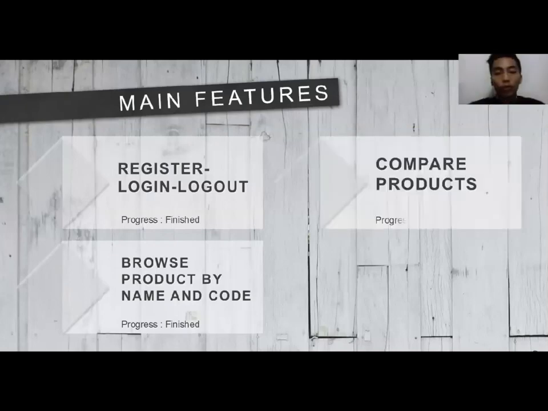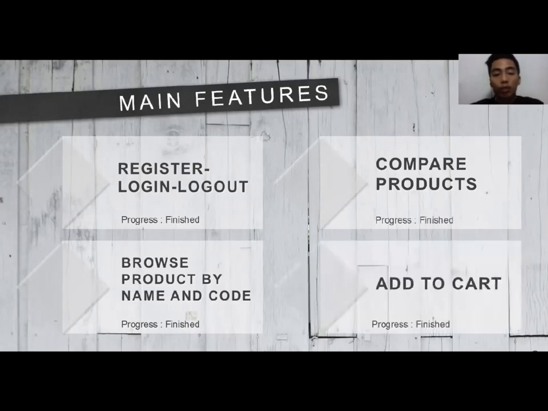We have 12 main features. There are register, login, logout. User can register to join the OnanKomputer application. User can login and log out from this application. The progress of this feature has been finished. Compare products. User can compare 2 or more products according to their needs. The progress of this feature has been finished. Browse products by name and code. The progress of this feature has been finished.